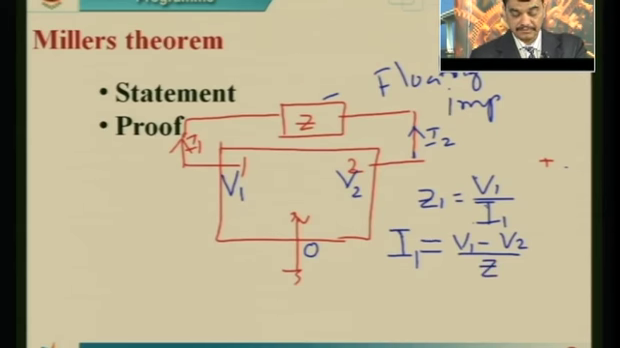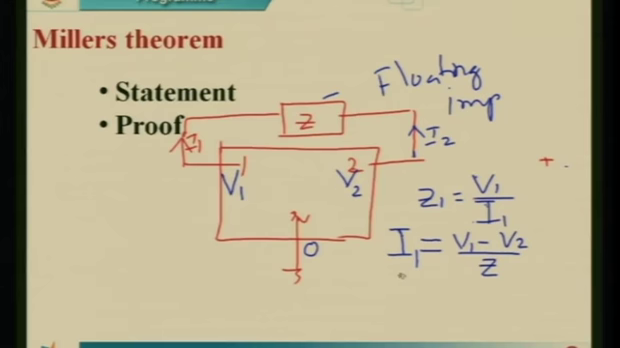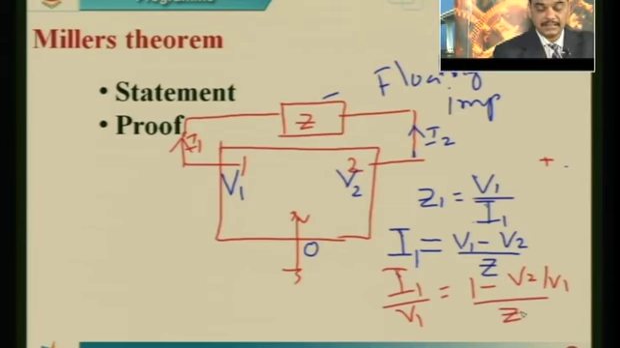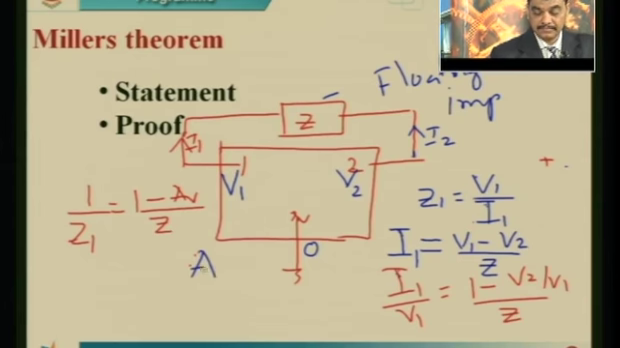Now we divide both sides by V1, and we get I1 by V1 is equal to (1 minus V2 by V1) divided by Z. According to Ohm's law, I1 by V1 is nothing but 1 by Z1, so this is equal to (1 minus AV) divided by Z. In some textbooks, instead of AV, they use a standard notation, K.